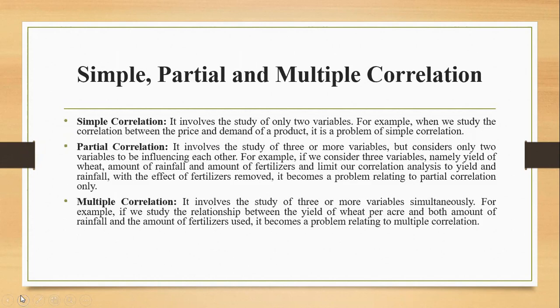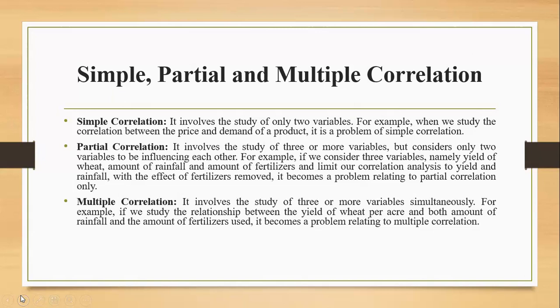Simple, partial, and multiple correlation. Simple correlation involves the study of only two variables. For example, when we study the correlation between the price and the demand of a product. Partial correlation involves the study of 3 or more variables, but considers only 2 variables to be influencing each other.